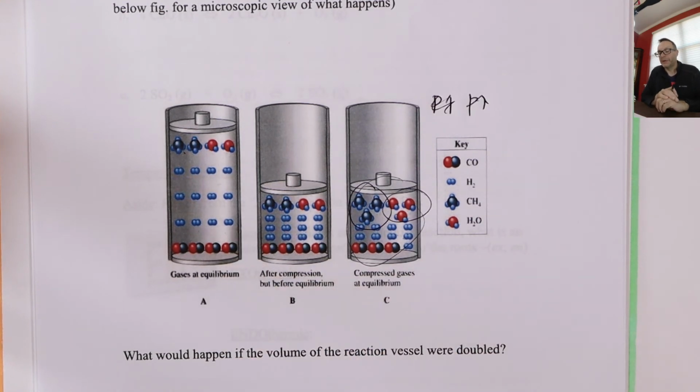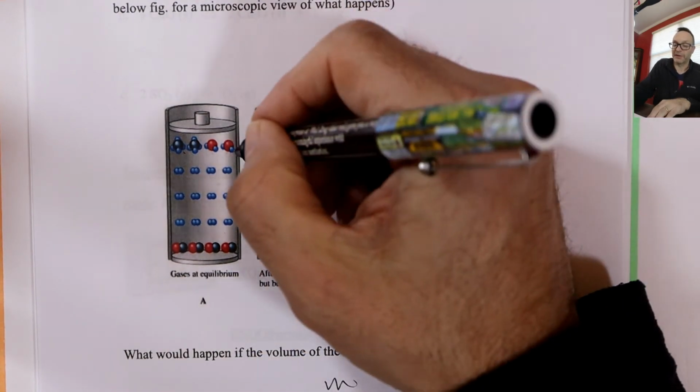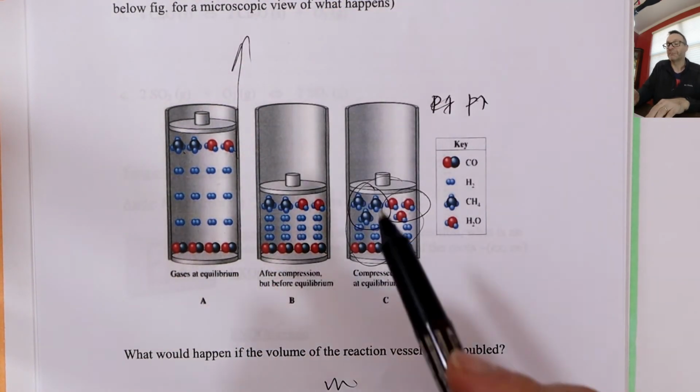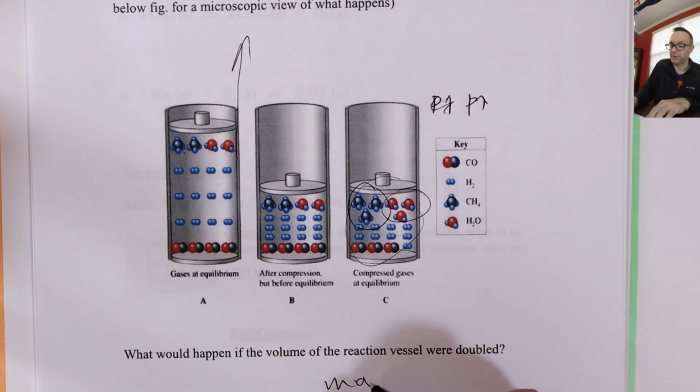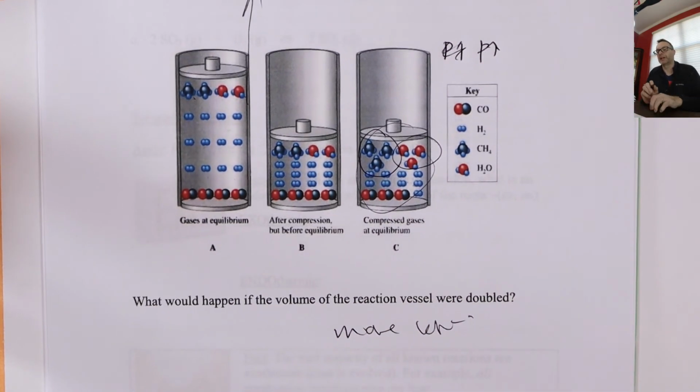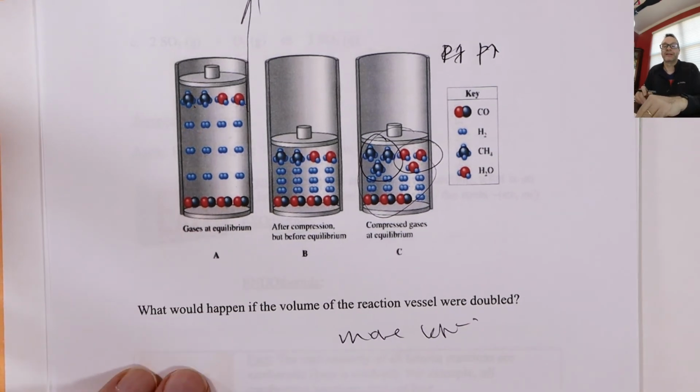What would happen if the reaction vessel were doubled? If we go that way, the pressure's less. It's going to make more pressure. It's going to go the other way. Move left. Make more reactants. Hopefully that makes sense. All right, that's kind of neat, right?